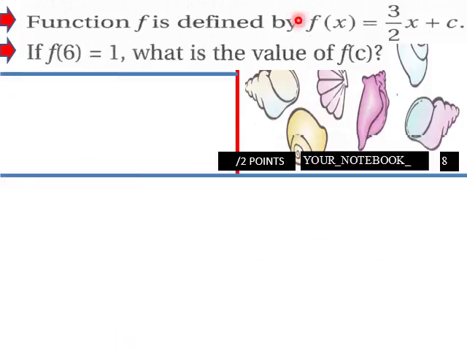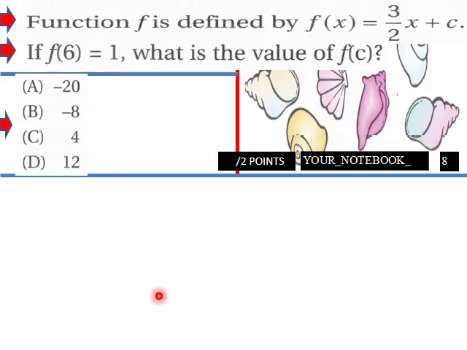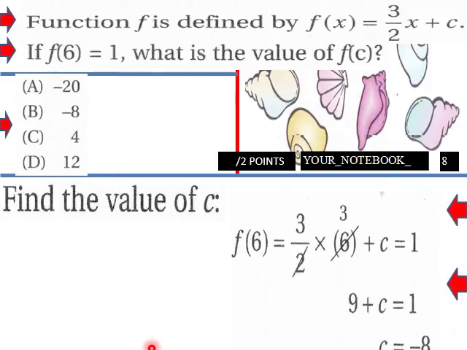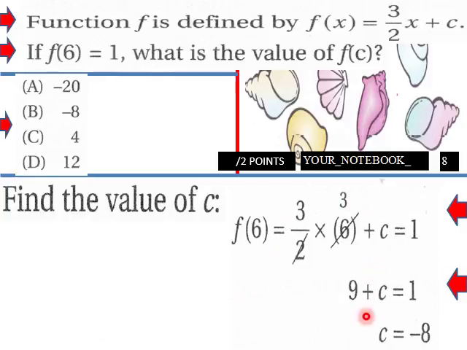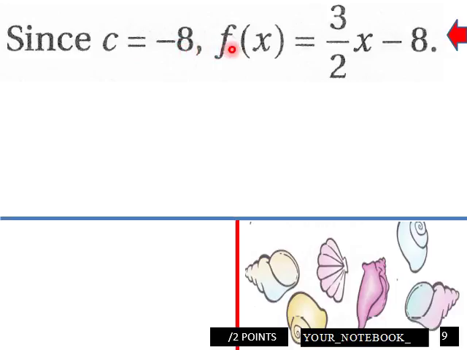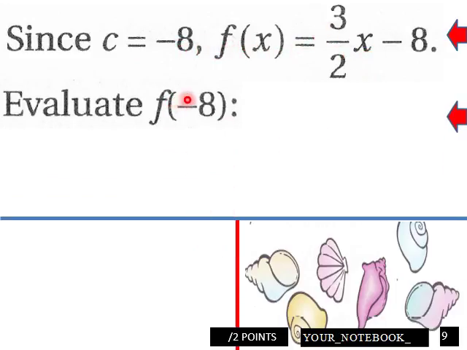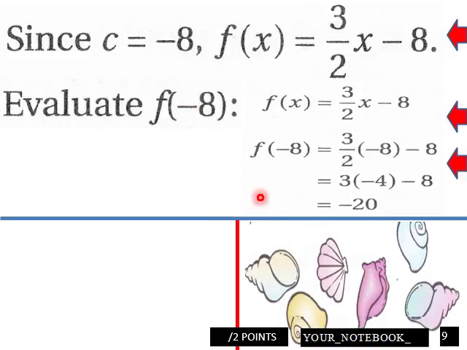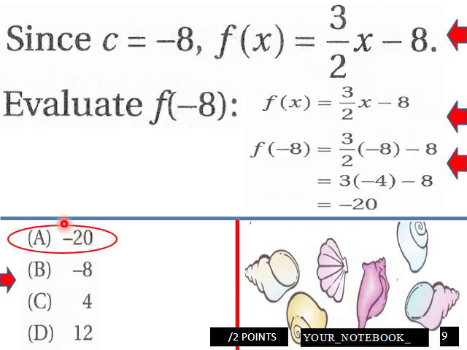Function f is defined by f of x equals 3x plus c. If f of 6 equals 1, what is the value of f of c? So here are possibilities for that. Find the value of c, so we solve for c here. c equals -8, and we plug in 6 here. Since c equals -8, f of x equals 3x minus 8. Evaluate f of -8. So we plug in -8 here, and we get -32.